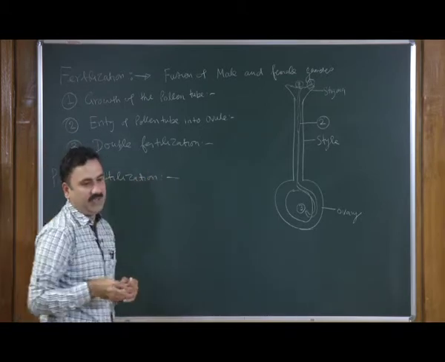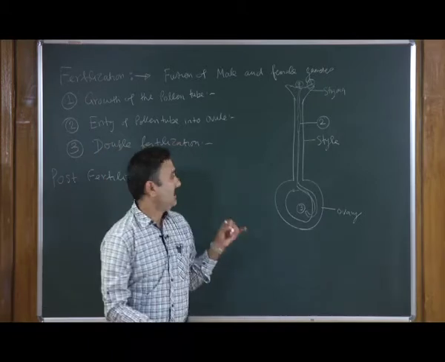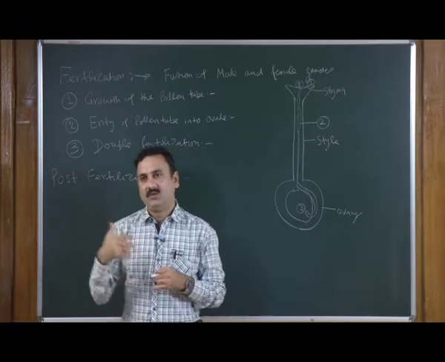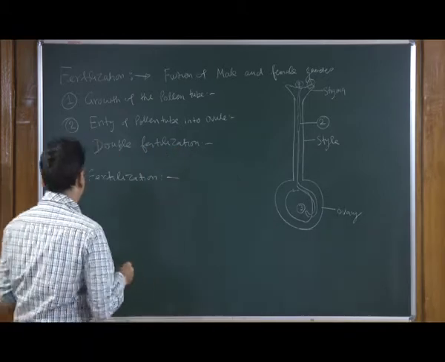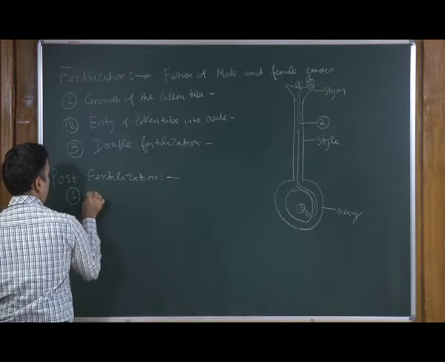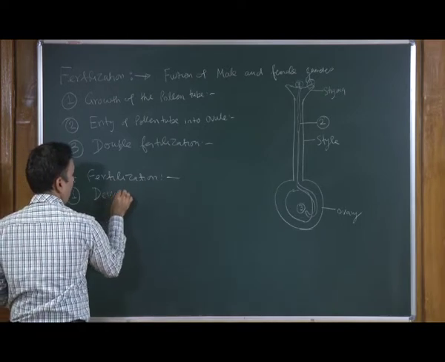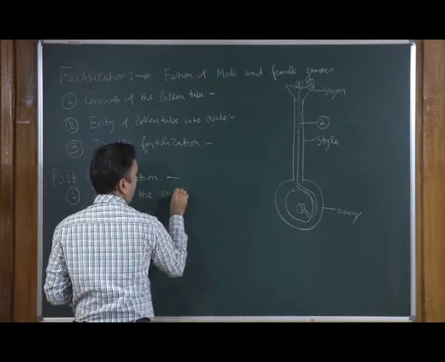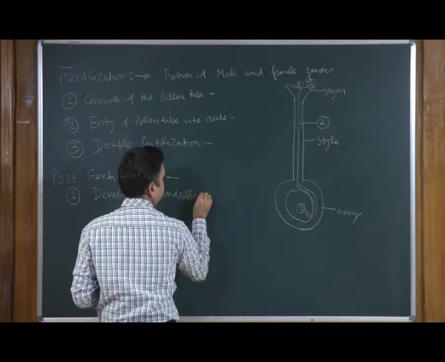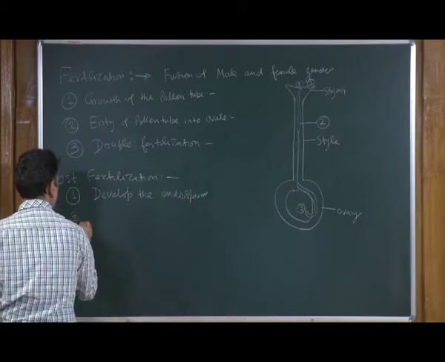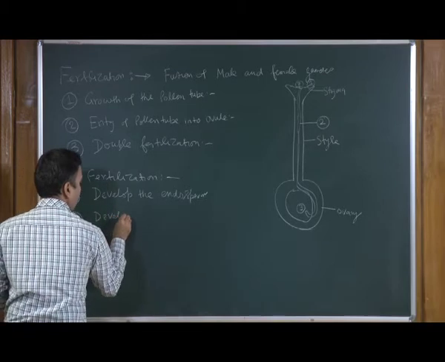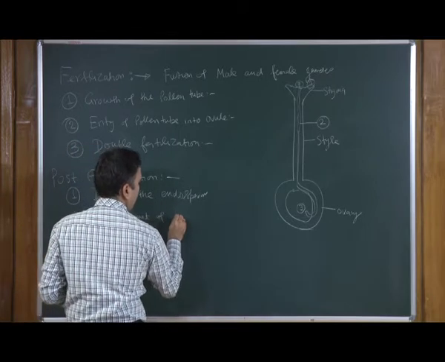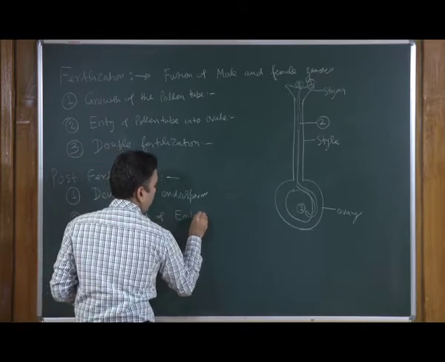After the fertilization, we have a couple of post fertilization events. Once the fertilization happens, as I said, it is a double fertilization. So, fertilization happens two times in two different places. Then we are going to discuss the development of endosperm. Number 2, development of embryo.